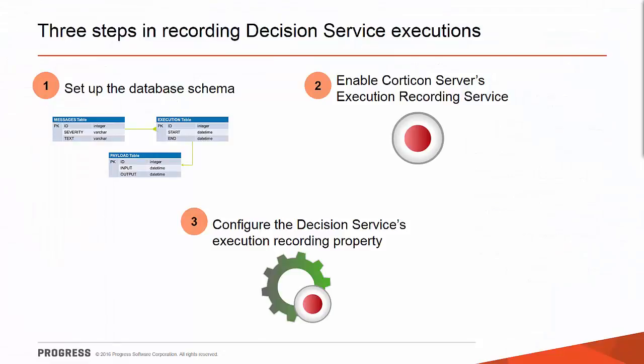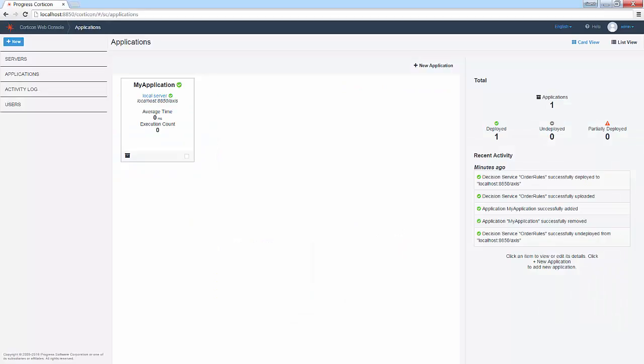Now, all three steps are done. We have created the database schema, we have set up Corticon Server to start its execution recording service, and we have configured our decision services properties to enable the recording service to write its execution data to the database. Let's test it by invoking this decision service.